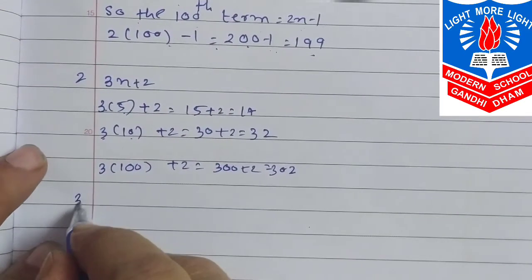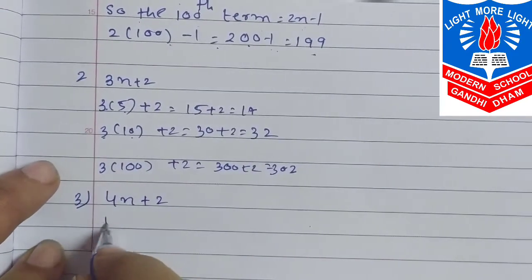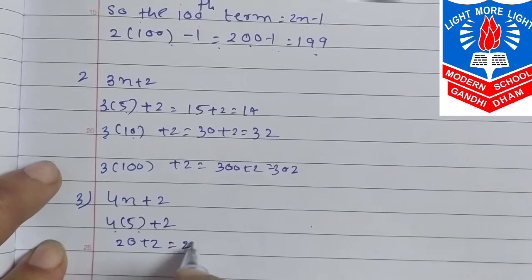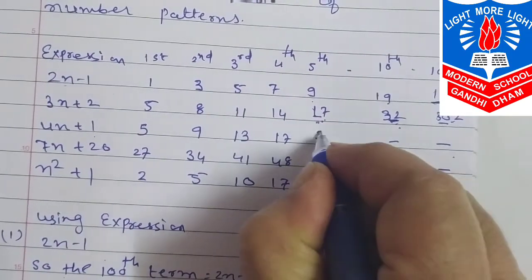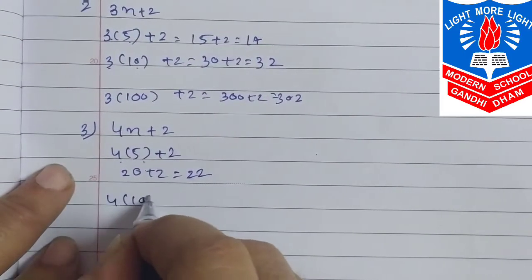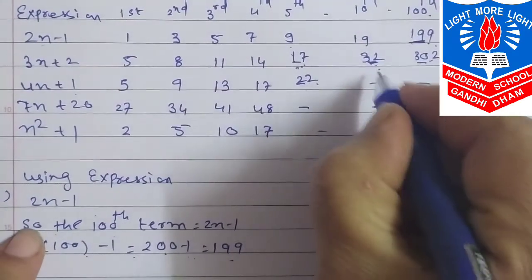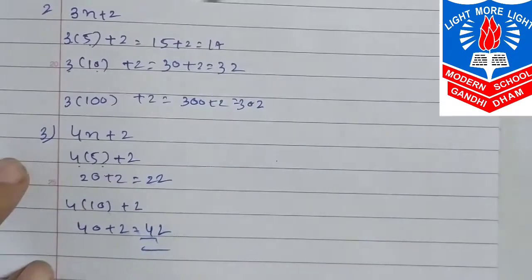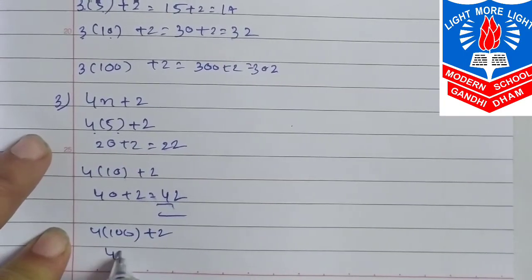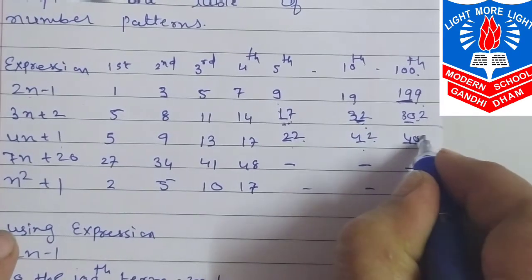Then here the third one, 4n plus 2, for that also we have to find the fifth, 10 and 100, all three. So we write the third one here, 4n plus 2, and the fifth value. So I first write fifth. 4 fives are 20 plus 2 is equal to 22. So what will we write here? 22. Then 10, 4 into 10 plus 2. So 40 plus 2 is equal to 42. So how much will come here? 42. Then 100, 4 into 100 plus 2. It means 400 plus 2 is equal to 402. So here the answer is 402.